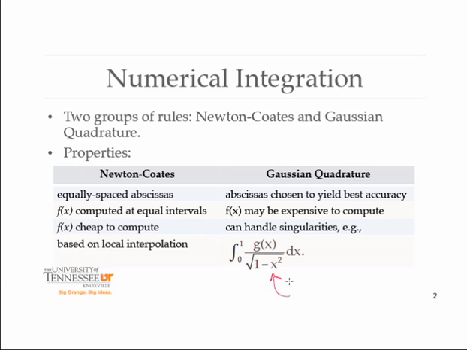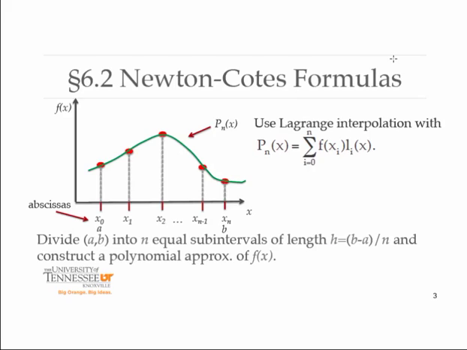So that's the basic differences between Newton-Cotes and Gaussian quadrature. We'll discuss how both work, how they're derived, and how they can be used for numerical integration. But it's very important to see right at the offset how they're different. And we're going to start off with Newton-Cotes rules, which are derived from simple polynomial interpolation. So let's start off with Newton-Cotes formulas.